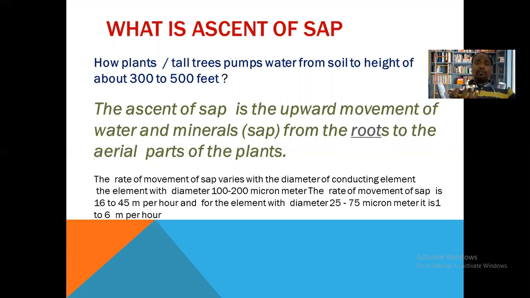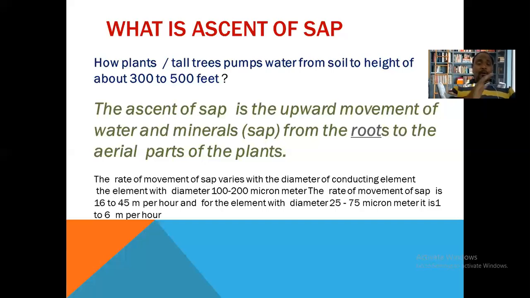But how is this process going on in the plant? How do plants uplift the water from soil to a height of 500 or 400 feet? And this process is called the ascent of sap, isn't it? So the exact definition of the ascent of sap is: the process in which the upward movement of the sap or water along with different minerals or elements takes place against the gravitational force, from root to the different aerial parts of the plant. That process is called the ascent of sap.